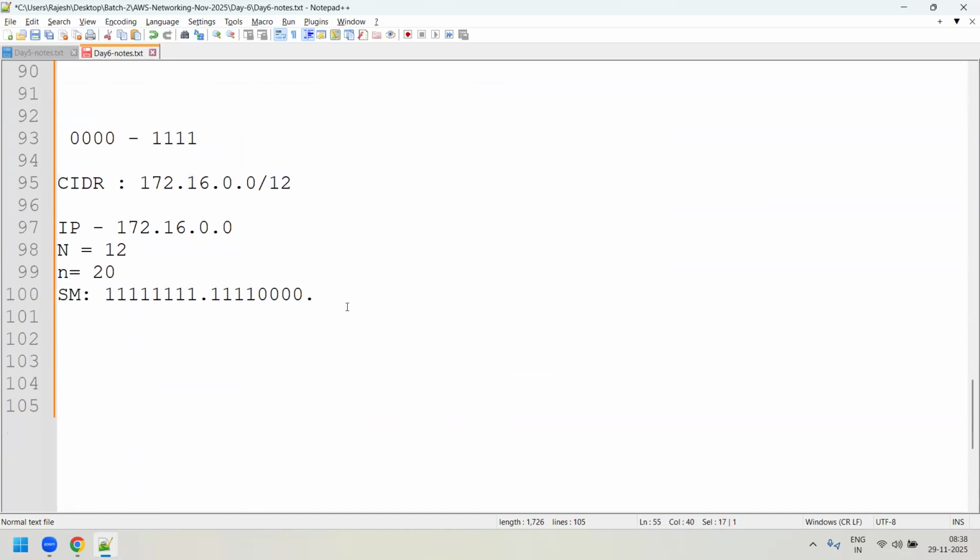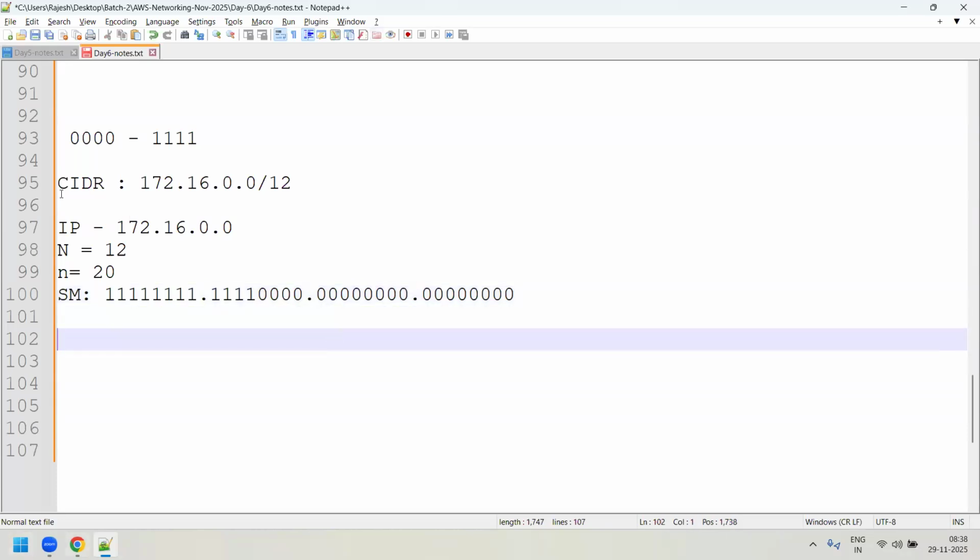This is the third octet and fourth octet. Am I clear, sir? Till here? Now, here what happened? The first octet, the third octet, and the fourth octet, we don't have any problem. It is either 111 or 000. Only the problem is with the second octet. Correct, sir? Second octet. Now, how are we going to do it?